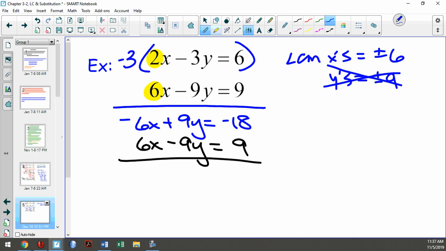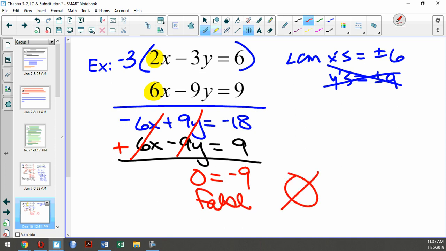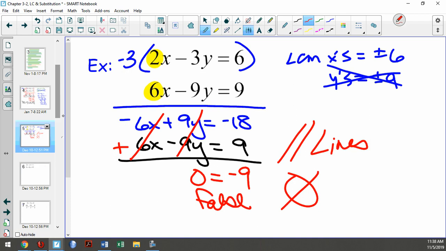Add straight down, right? X's cancel out. The y's cancel out. So I have a 0 is equal to a negative 9. What did you say, Carter? Louder. Why? This is a false statement. Since that's a false statement, that means there's no solution. So therefore, these lines are parallel. Does that make sense? 0 never equals negative 9, so that's false. Do we all understand that? Okay, keep going.